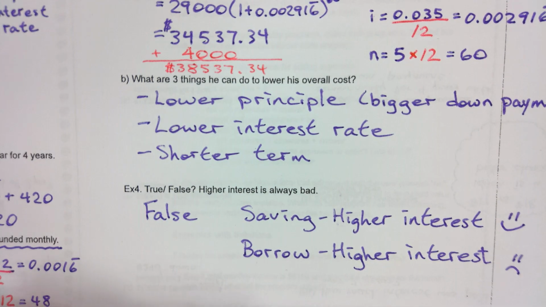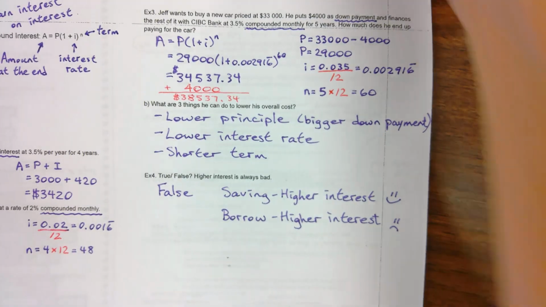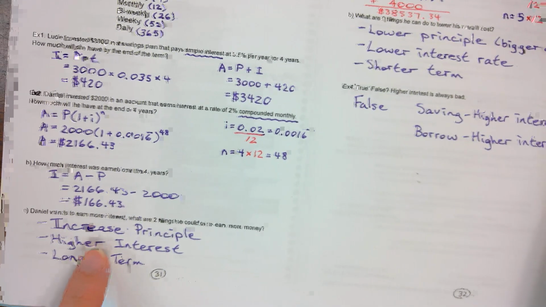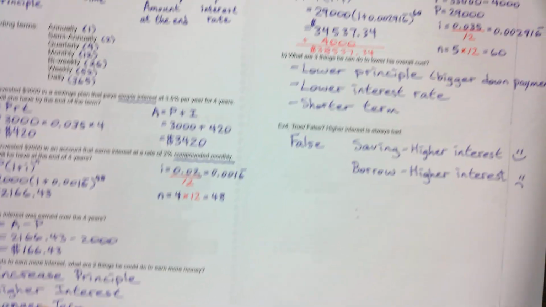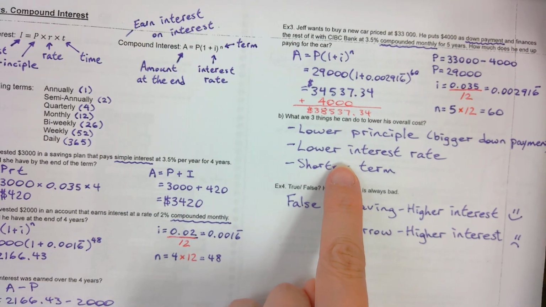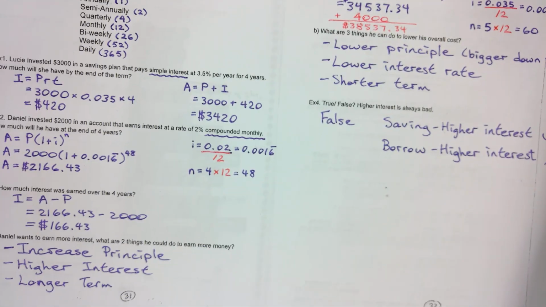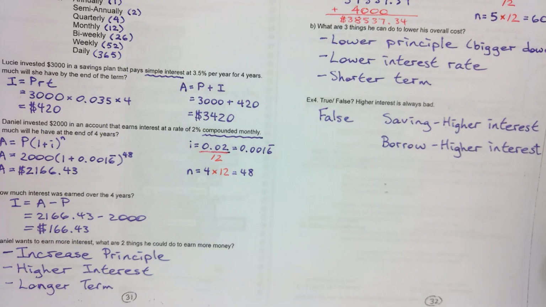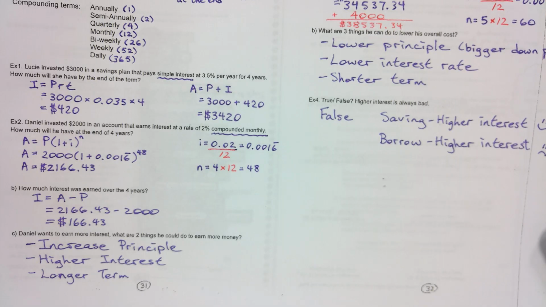All right. So depending on the scenario, just like right here, example 2, Daniel was saving money. So higher principal, higher interest, longer term is good. But when you're borrowing money, like Jeff, lower principal, lower interest rate, shorter term. They're both called interest, but depending if you're on the borrowing side or the saving side, your answer is opposite.